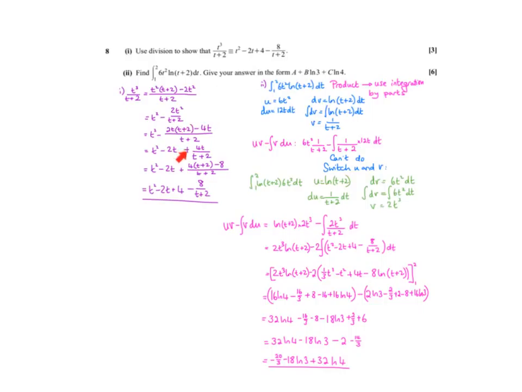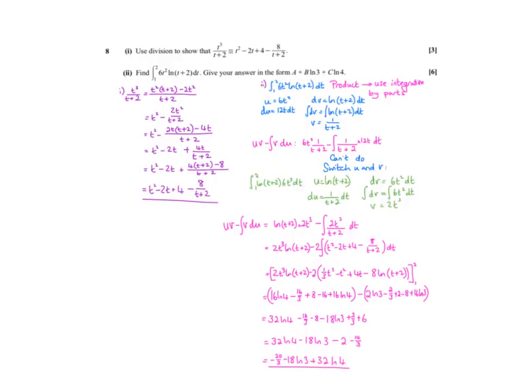So minus makes a plus. There we are. 4t. So 4 bracket t add 2 makes 4t plus 8. I don't want the plus 8, so I get rid of it. So this bit now becomes 4. Take away 8 over t add 2. And that's 3 marks. Quite a lot of work for 3 marks.